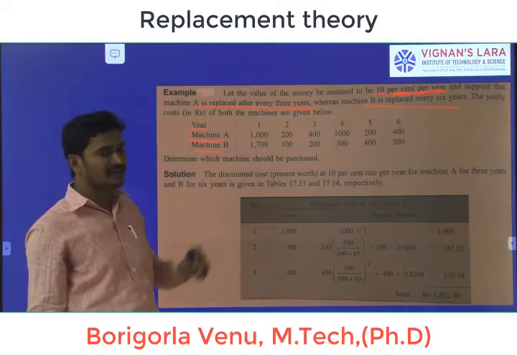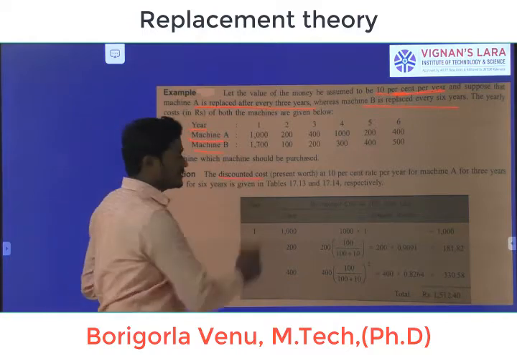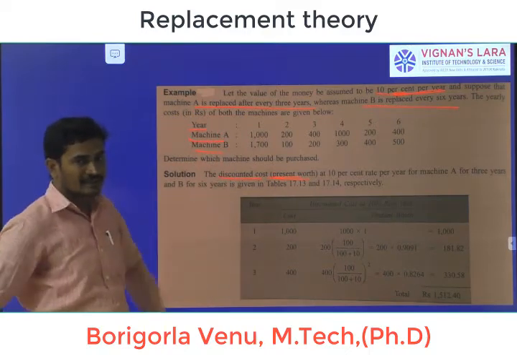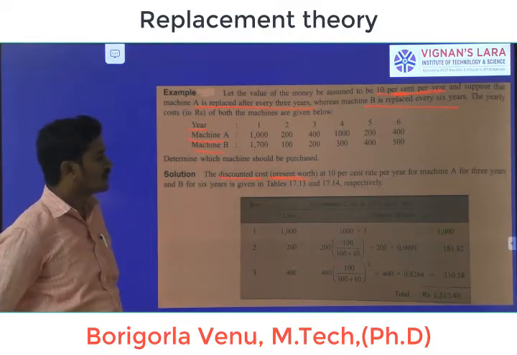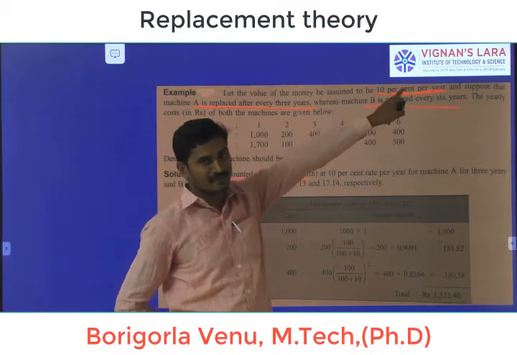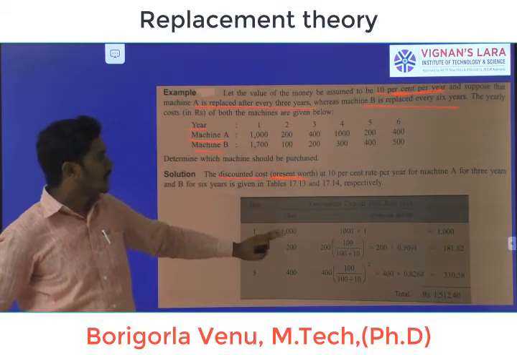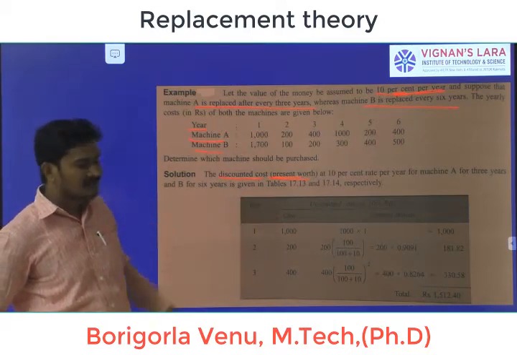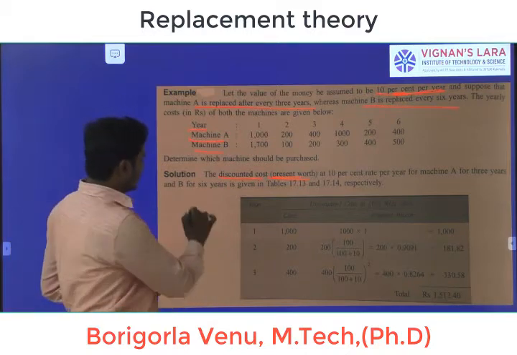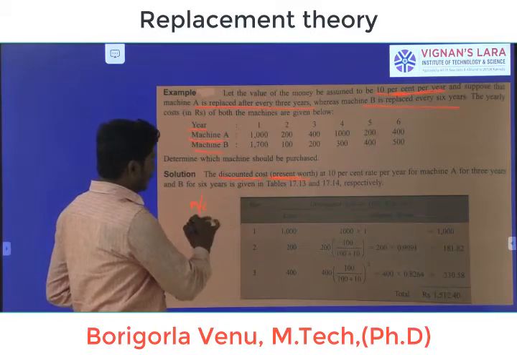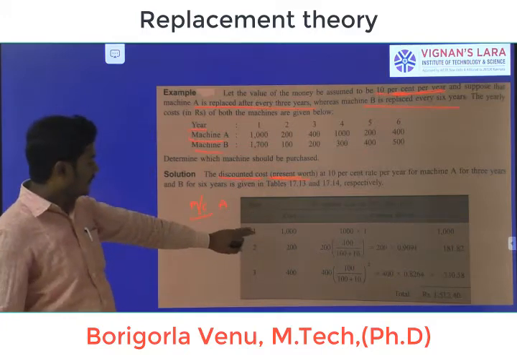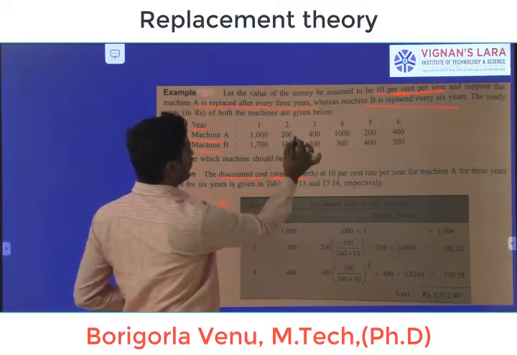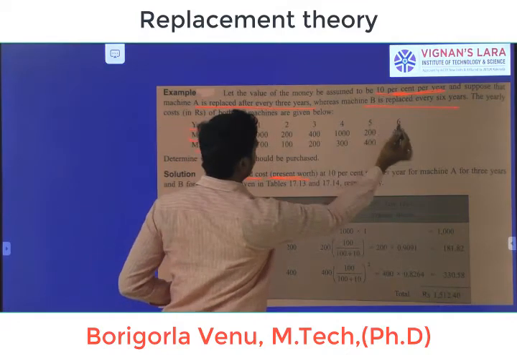Now, the solution. We are going to find the discounted cost, which is also called the present worth. The money value given in our problem is 10%, and based on that we are going to calculate the age factor using this table. First I would like to calculate machine A. Here for machine A the years given are 1, 2, 3, and the costs of machine A are 1200, 400, 1000, 200, 400.